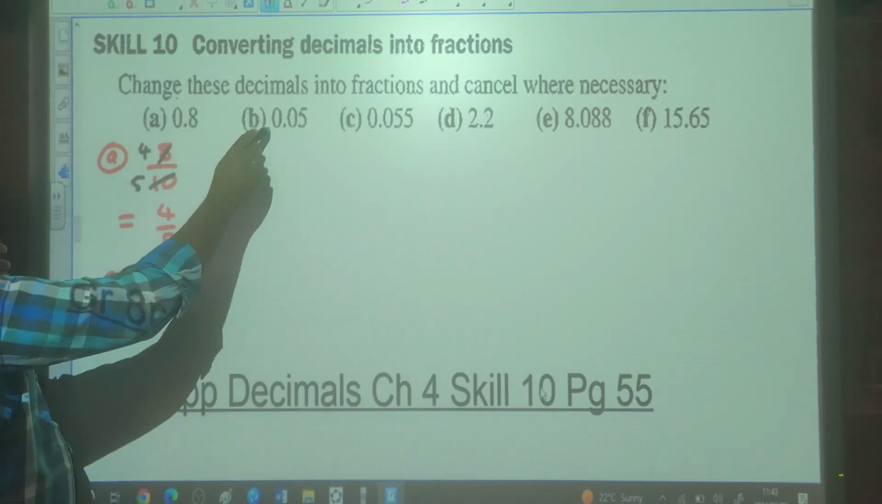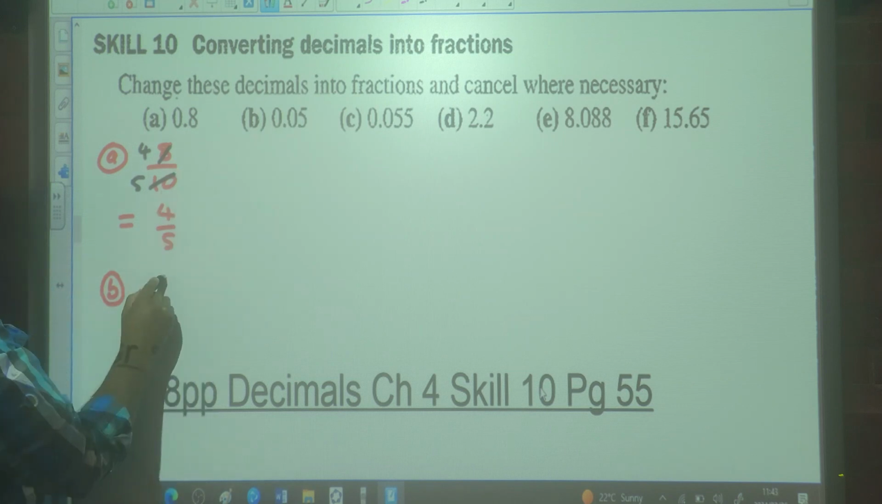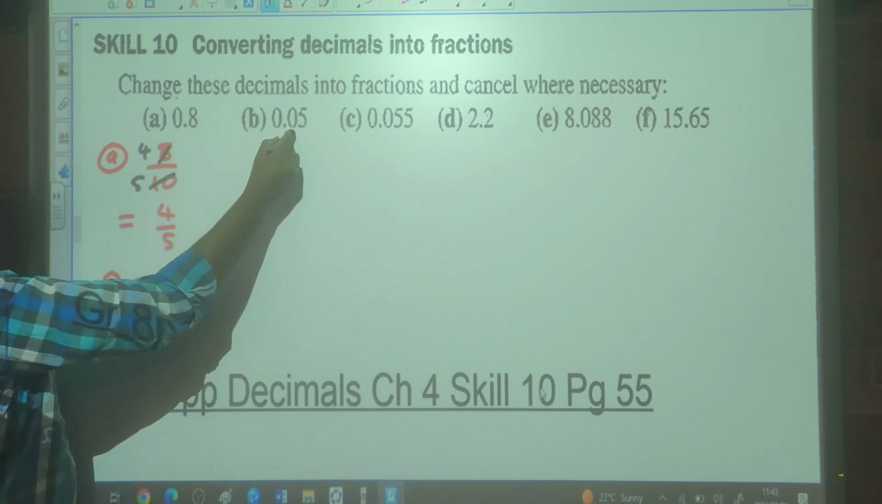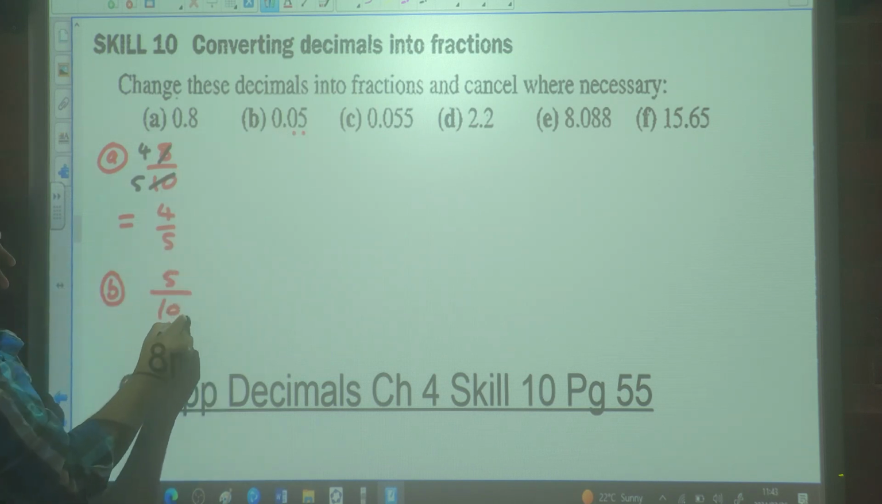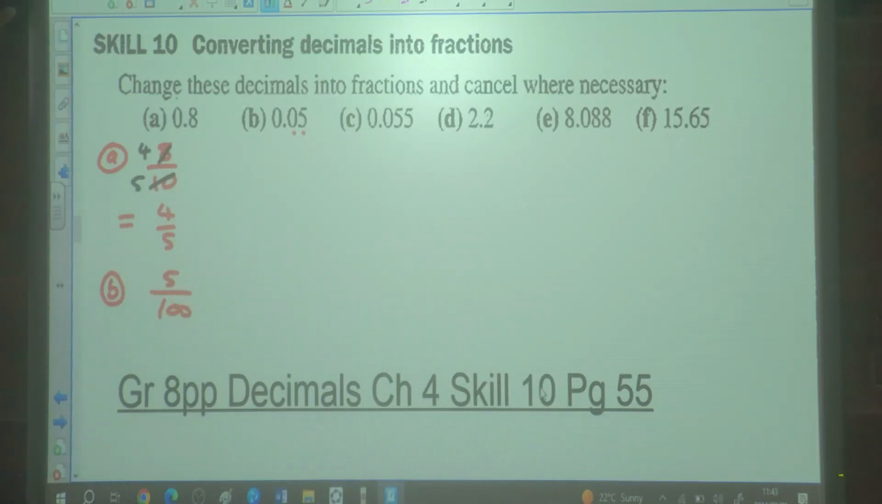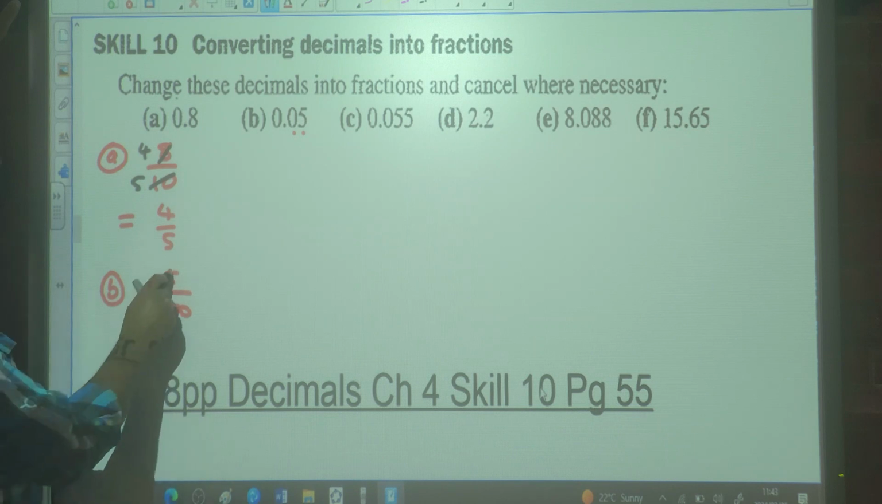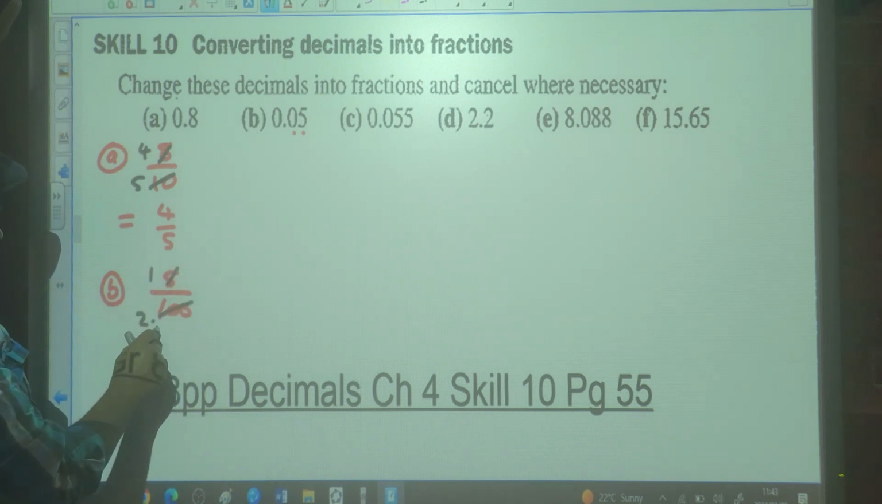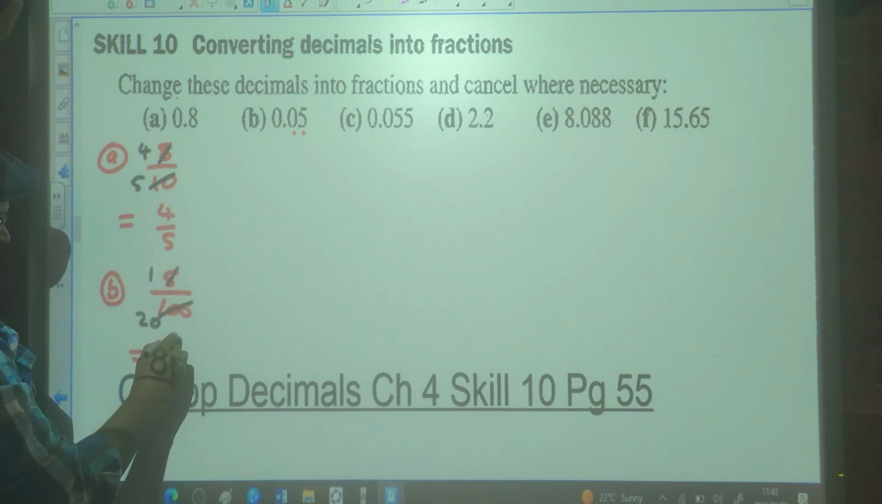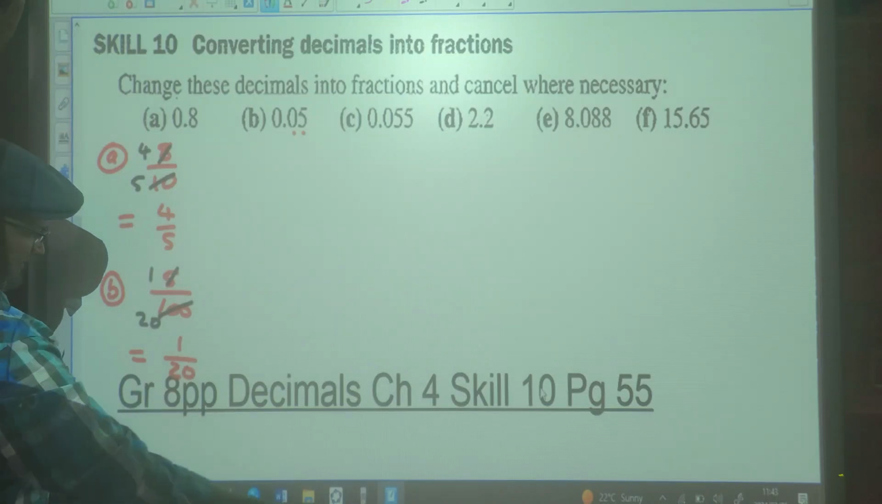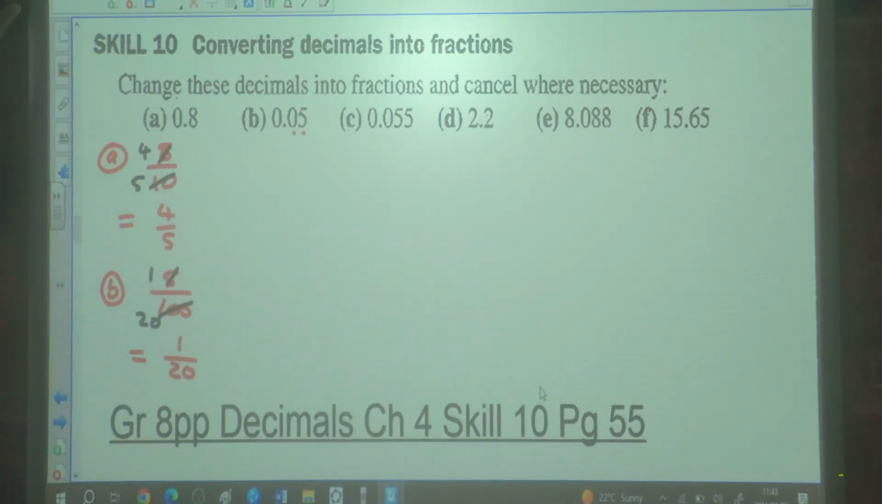You've got 0,05. That can be written as 5 over, since there are 2 digits, there are 2 zeros, so it's 100. So what goes into 5 and into 100 without remainder? 5 going into 5 once, 5 going into 100, 20 times. This answer is 1 over 20. Okay, any confusion?